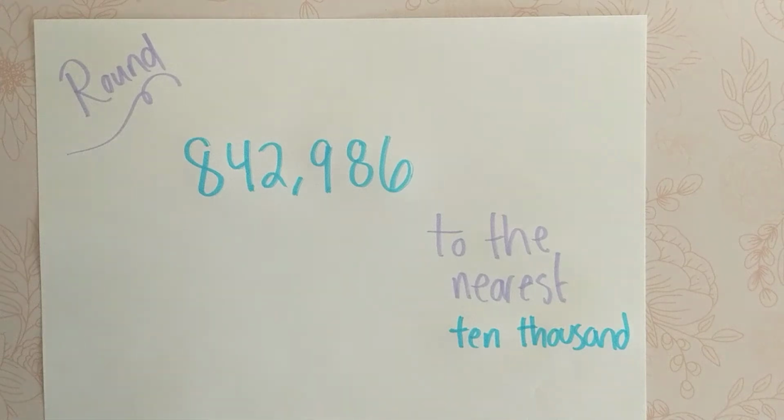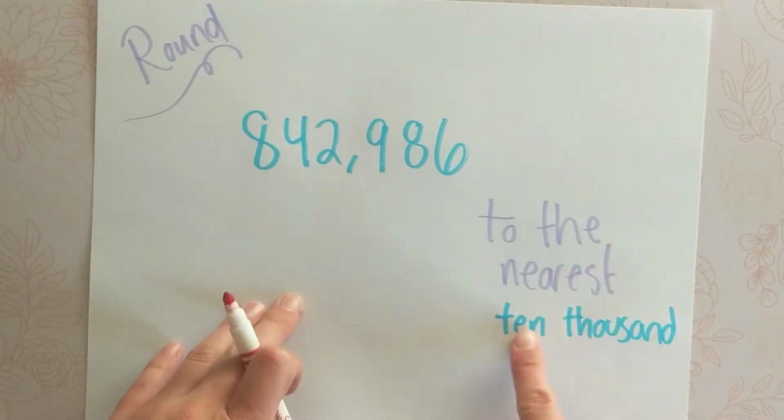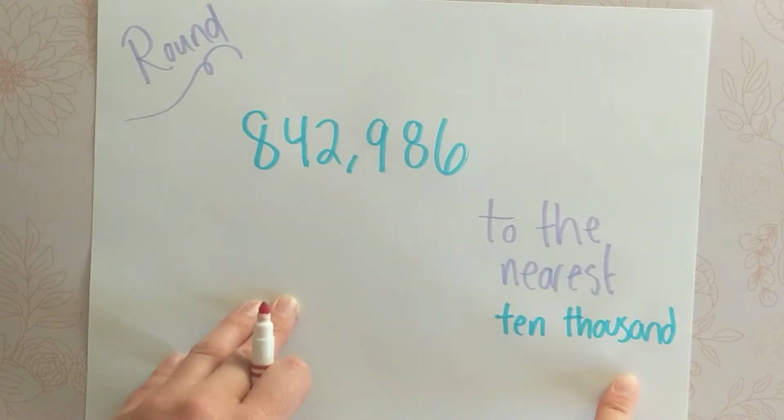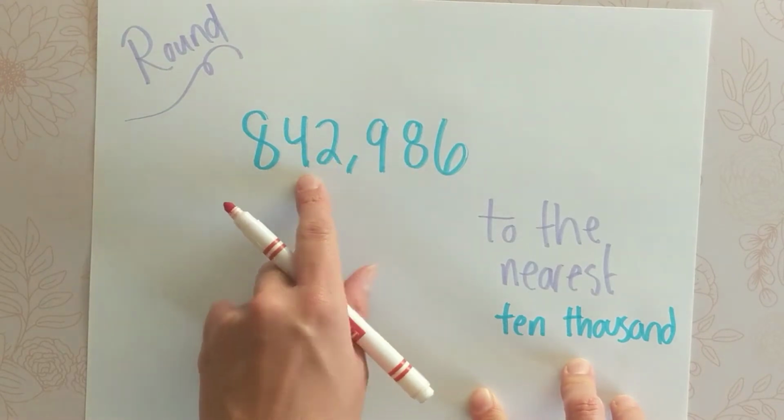This is quick rounding, so we're just going to use the shortcut here. Let's get started. Round 842,986 to the nearest 10,000. Step 1, find the place that you're rounding to and circle that digit. So ones, tens, hundreds, thousands, 10,000. Circle it.